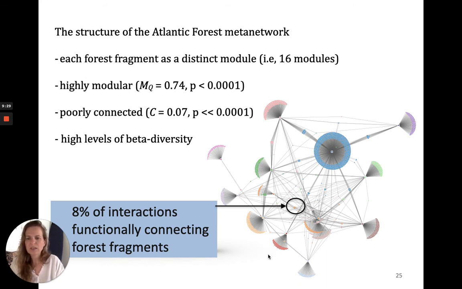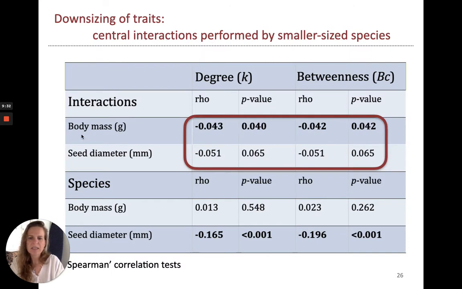When we take that information and relate it with the traits, what we see is exactly this downsizing of traits, in which the interactions that are persisting, when we run some network descriptors at the node level, telling us who are the most common ones and who have the higher potential to connect the landscape, what we see is the persistence or the predominance of smaller bird size species and smaller seed diameter plant species, in these negative correlations.